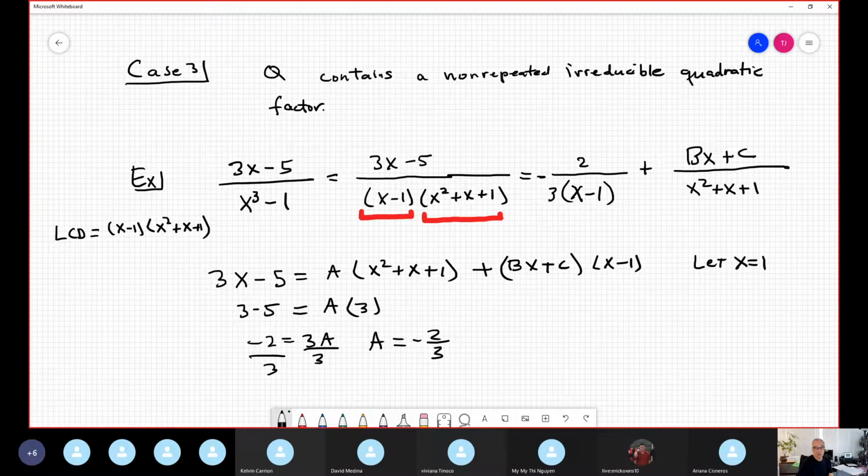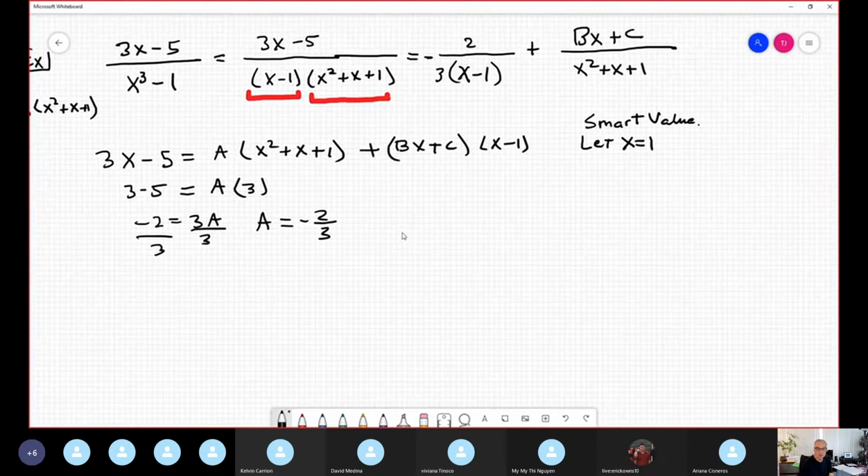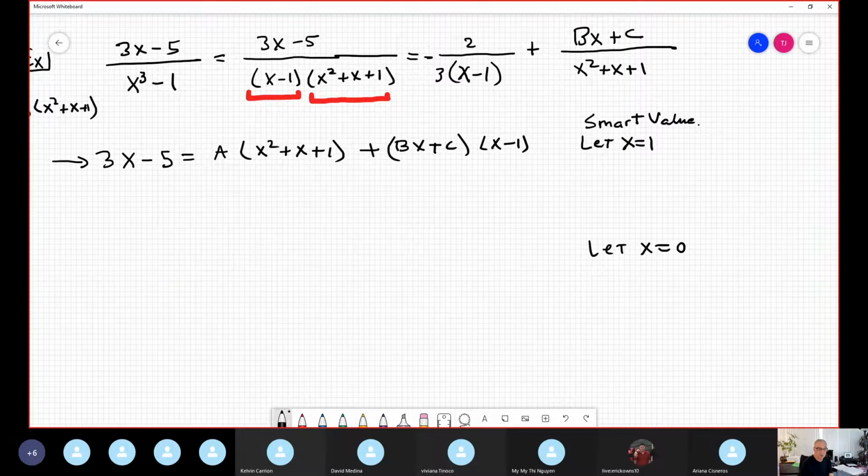Okay. Now we have no more smart values, only one. So either you continue using free values, or you set up the system of equations. I prefer free values because I select nice ones. For example, x equals 0. With x equals 0, we have negative 5, plugging in here. Okay, let me erase that part. Plugging in here is negative 5, equal to A, but I know who A is. A is negative 2/3.